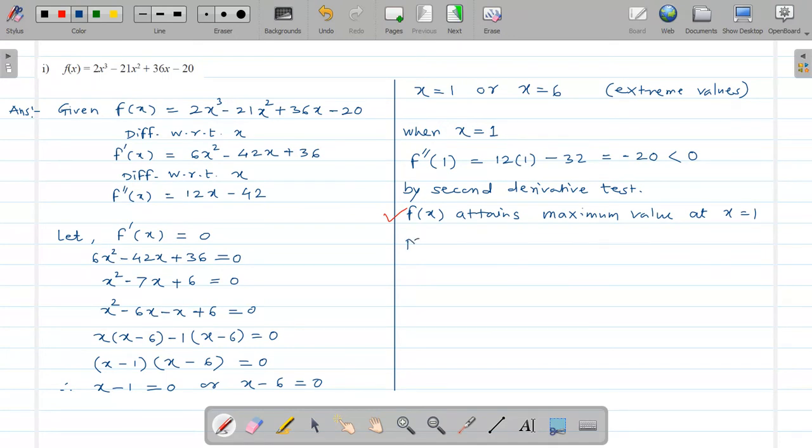Now what is the maximum value? How will you get that? So maximum value is equal to, you have to put x is equal to 1 in the given function. So it will be f of 1 will be the maximum value. So in the given function just you put x is equal to 1 and then by calculation you will get the maximum value. So see the calculation here carefully.